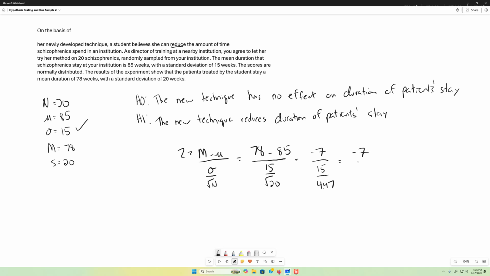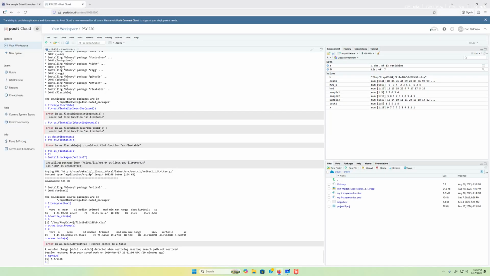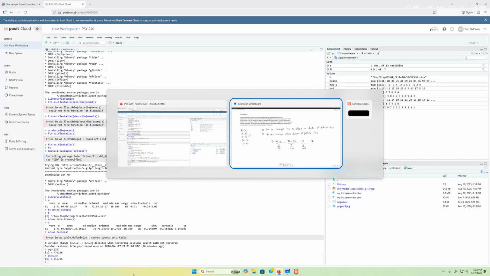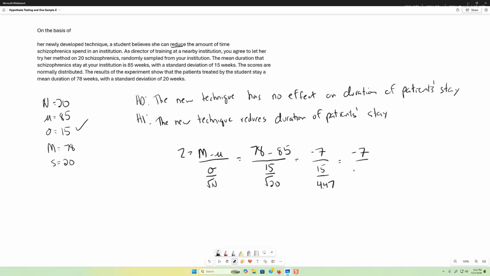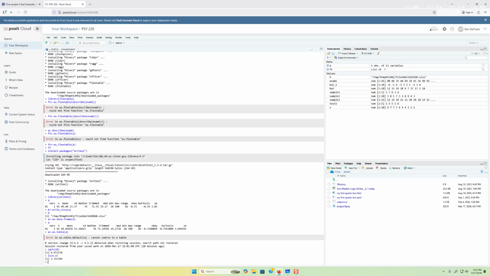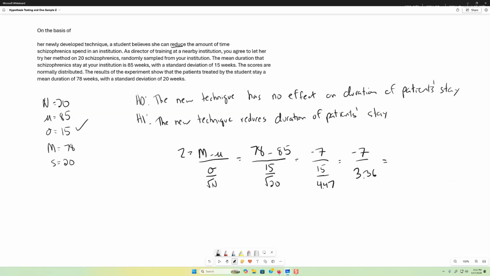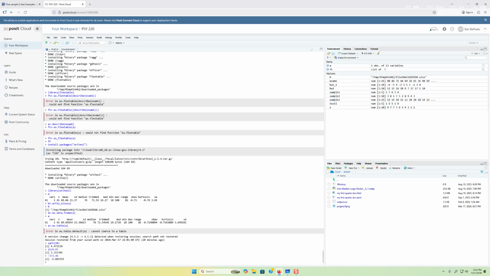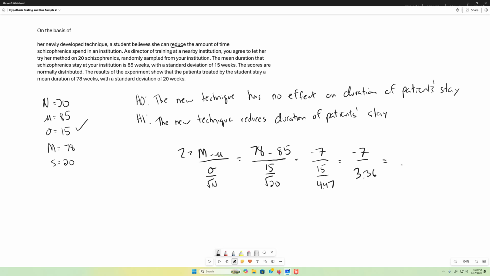So this is -7, and now we have to do 15 divided by 4.47. That's 3.36 rounded to 2 decimal places. 3.36, that looks right. Now we're going to solve -7 over 3.36, which is -2.08. So it's in the right direction.